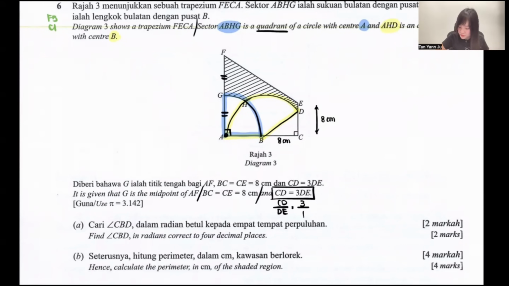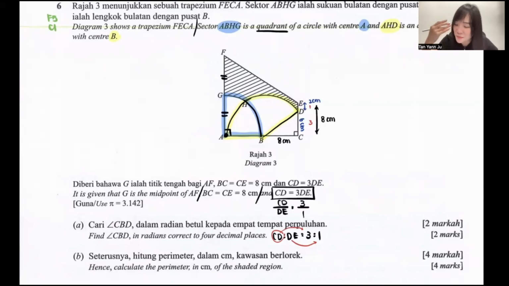So the CD to DE ratio is actually 3 to 1. So CD is 3, DE is 1. So 3 plus 1, total ratio 4. And this ratio of 4 is for 8 cm. So 8 cm divided by 4 means each ratio represents 2 cm. So E to D is 2 cm. And this one is 3 ratio. 1 ratio is 2 cm, 3 ratio is 2 times 3, 6 cm. Here is 6 cm. So this one is 6, the top is 2 and the bottom is 8.